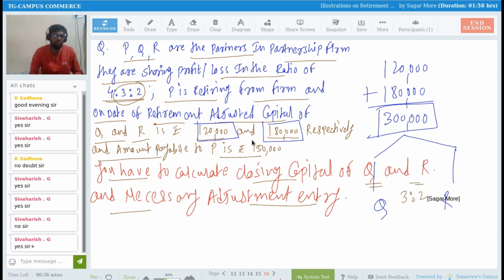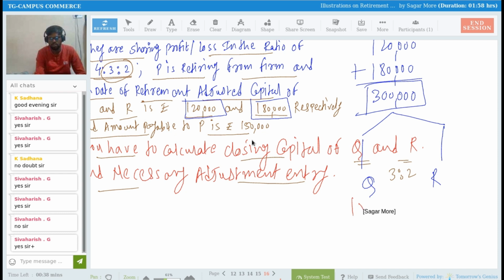See, nothing is given in the question about the closing capital, right? So what I need to assume here, sir, is that the continuing partners' adjusted capital will be the total capital of the firm, and we have to distribute that as per their profit sharing ratio. So 3 lakhs in the ratio of 3 to 2. What will be the answer? For Q it's 1,80,000 rupees, and for R it's 1,20,000 rupees, right?